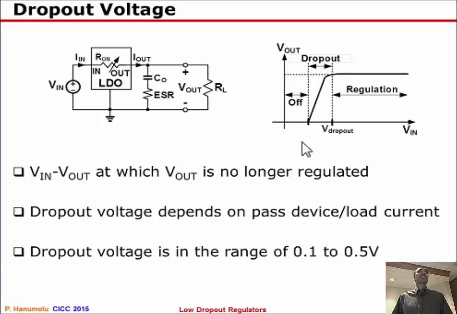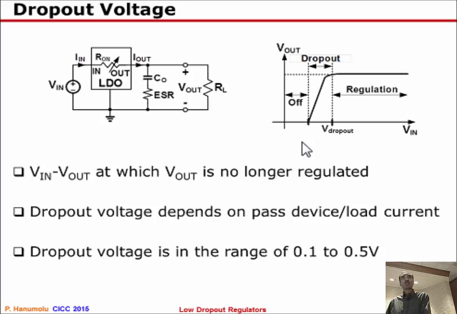This could be typically in the range of 0.1 volts to maybe 400, 500 millivolts, or in that range. Clearly, the exact value of the dropout voltage will depend on the kind of pass device you use and how much load current you have, either PMOS or NMOS, and we'll describe those things later. But typically, as I've indicated, these are somewhere in the range of 0.1 to 0.5 volts.